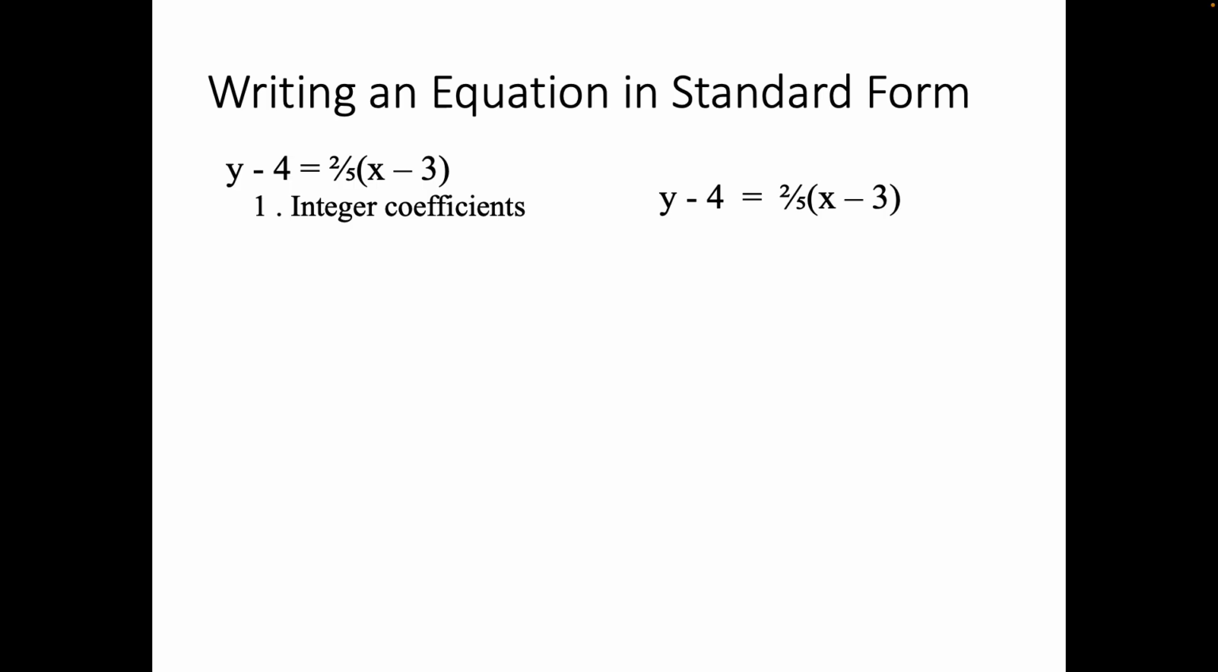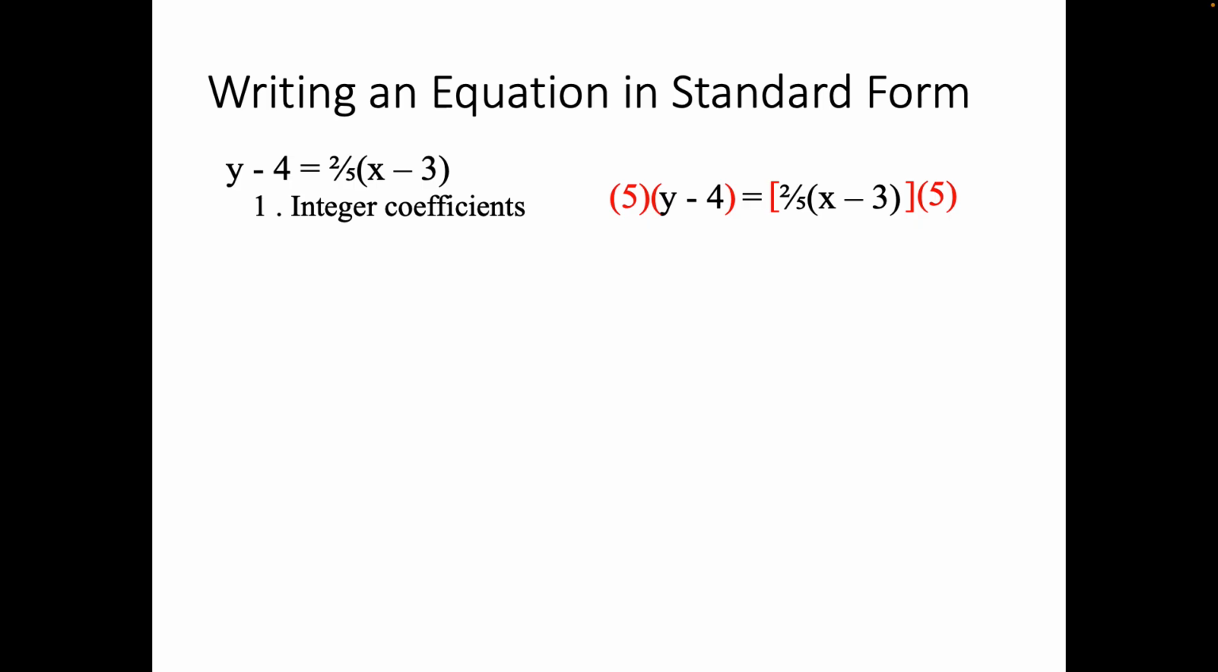When I look at this one, when I multiply the 2/5 times the quantity x minus 3, I'm going to end up with some fractions there, 2/5 x and negative 6/5 for a constant. So if I take that whole side and multiply by 5, I will get rid of the fractions there. But of course I can't multiply just one side by 5. I have to multiply both sides by 5.